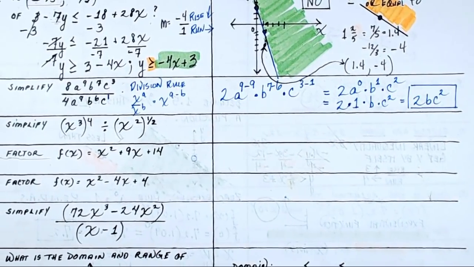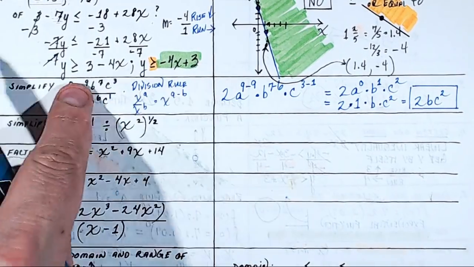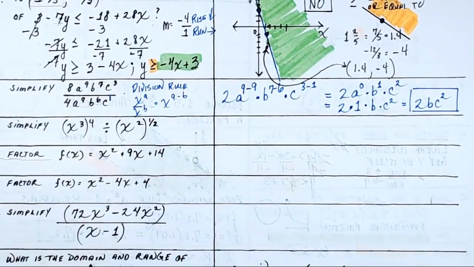Again, on your work, I want you to write the division rule. If you missed this problem, you probably didn't apply that division rule correctly. So write it down. The only way you will remember these rules is by writing them down over and over again until it's just part of your working memory.